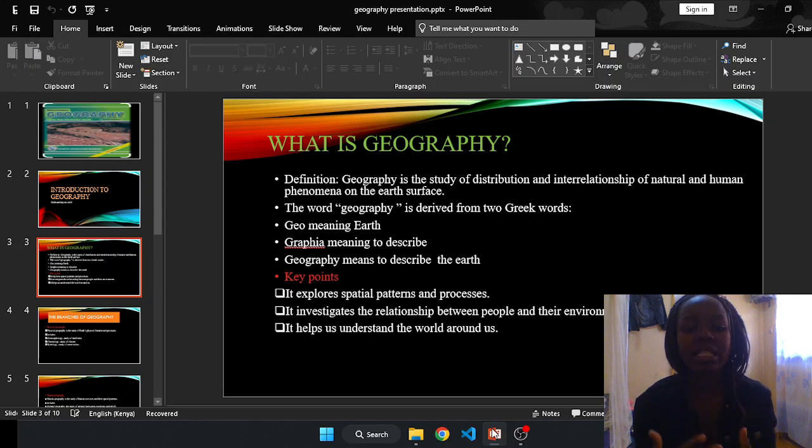Through geography, we can describe the earth. In brief, it explains about the earth, the things that we tackle on earth. So geography describes the earth. The key points in geography: geography explores spatial patterns and processes. Then it investigates the relationship between people and the environment.